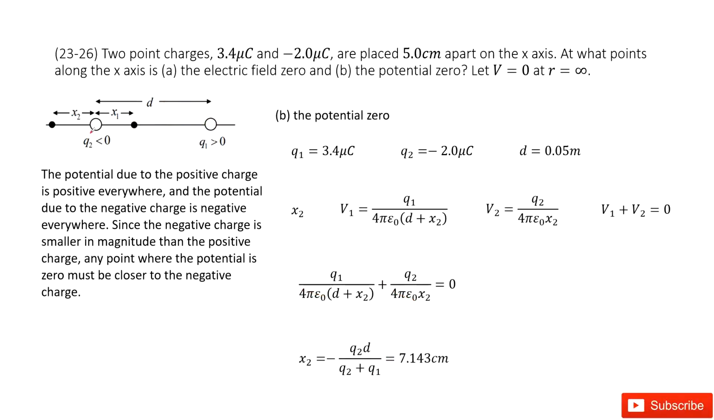The second possible region is x2. So for x2, we can still write the potential from Q1 as V1. So it's Q1 over 4 pi epsilon naught, and the distance is d plus x2, right? Because from there to there. So d plus x2. And then V2 is just Q2 divided by 4 pi epsilon naught x2. And then we add these two together. It should equal 0. So 4 pi epsilon naught cancels, equal to 0. So we get the equation for x2. Input all the given quantities, we get the answer there.